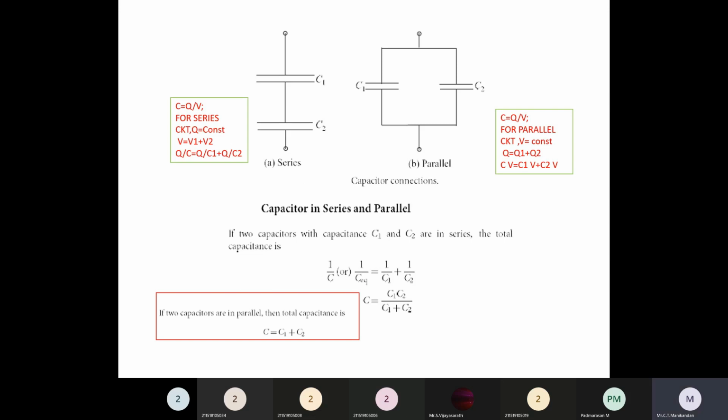Now when you connect two capacitors in parallel, what's the final capacitance? You will be getting C equal to C1 plus C2. As I told, it's a reverse case of resistors. When you connect two resistors in series, you get R equal to R1 plus R2. When you connect two resistors in parallel, you get R1 R2 divided by R1 plus R2. So that is a reverse case. Take care of that also.